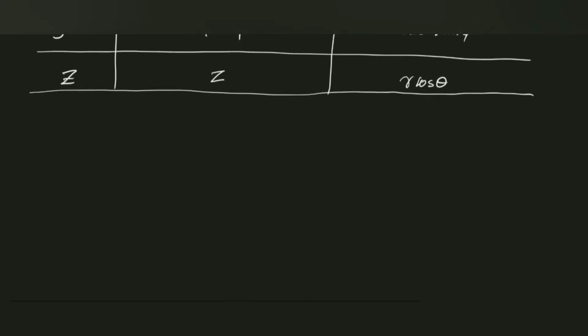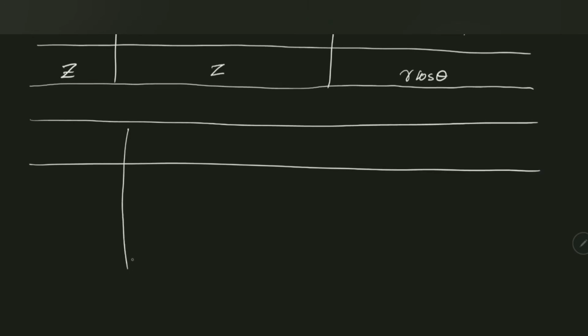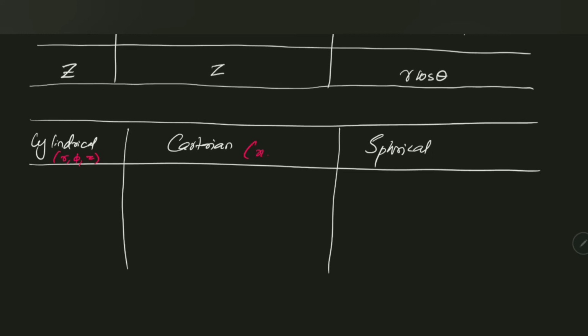So next we will see how to convert. What if I am given Cartesian and spherical, and I am being asked to find the cylindrical coordinates? You know that in the cylindrical coordinates you have r, phi and z, in the Cartesian you have x, y, z, and in the spherical you have r, theta and phi. So we want to find this.